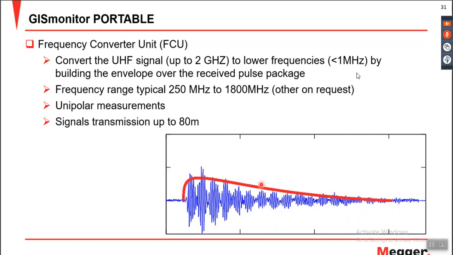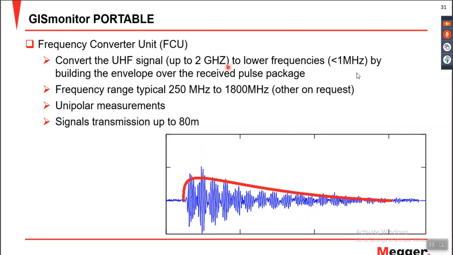So whenever we are performing the measurement with our GIS Monitor Portable or any other portable instrument or an online monitoring system, we are not capturing any external noises which lie in a very high frequency, which can be like mobile tower signals or any other radar or other signals which can affect our measurement.